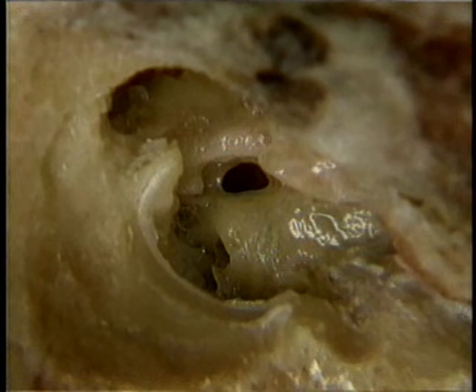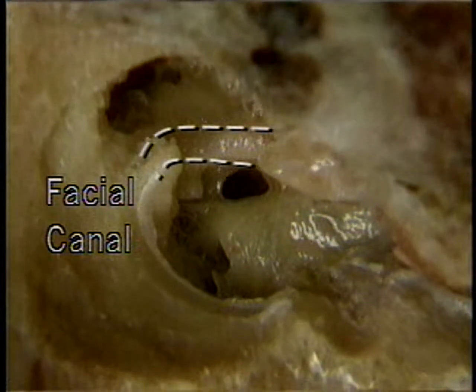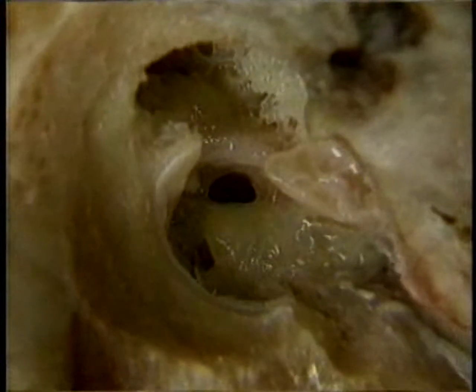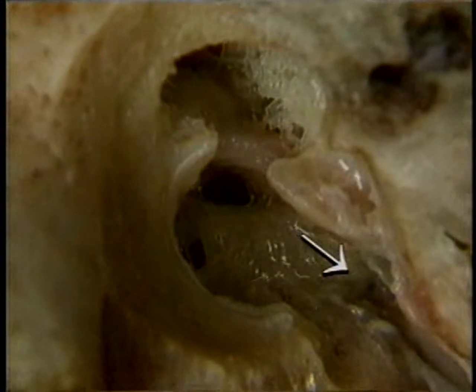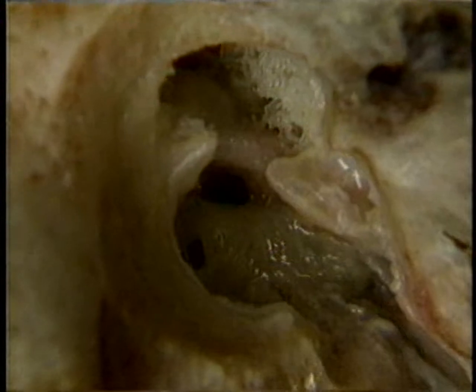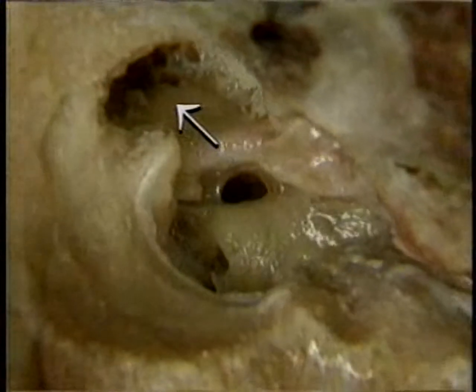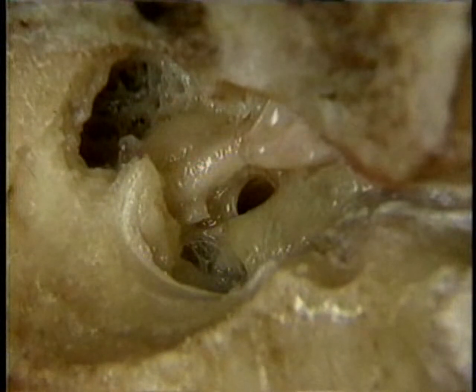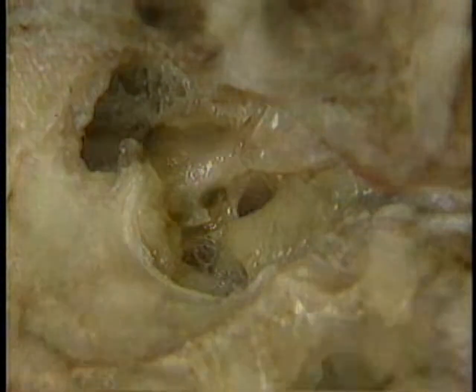The facial nerve runs here in the facial canal, just beneath the bony surface. In front, as we've seen, the tympanic cavity is continuous with the auditory tube. Up here, behind, it's continuous with a collection of air-filled spaces, the mastoid air cells, which we'll look at in a dry specimen.